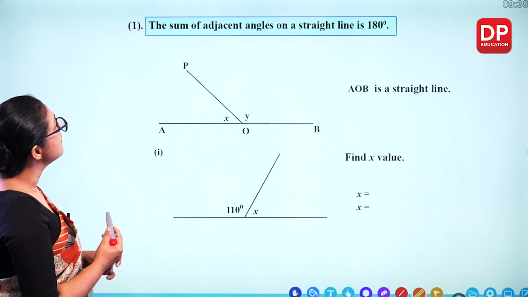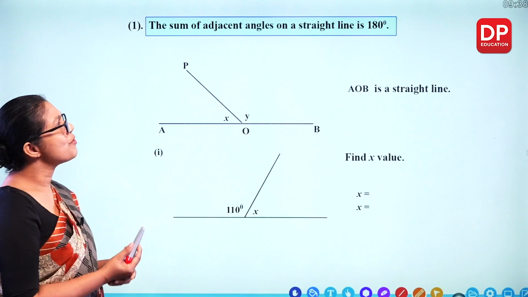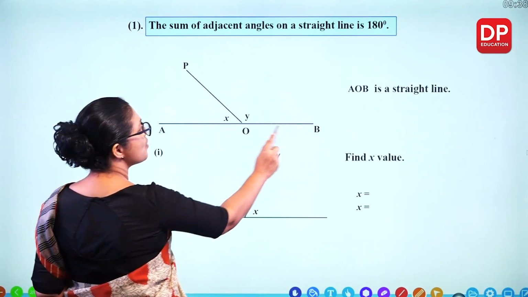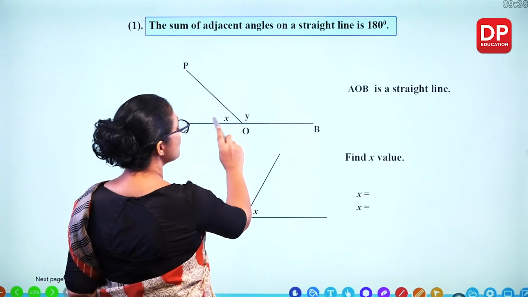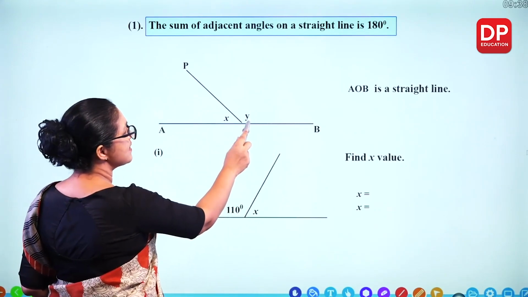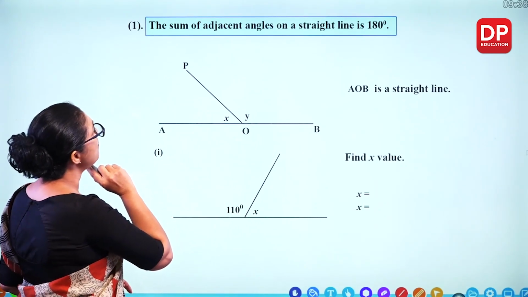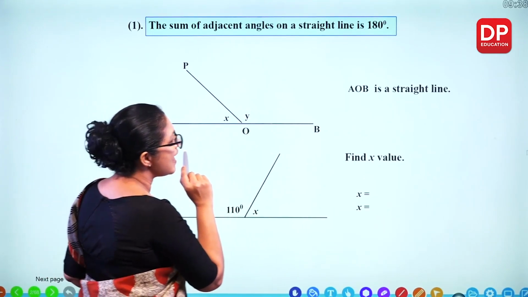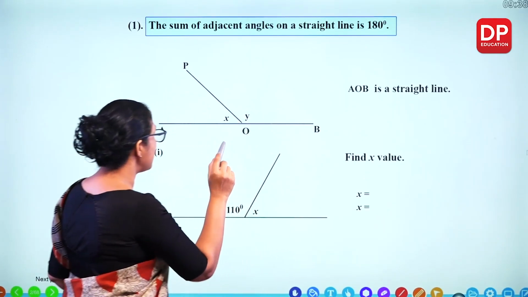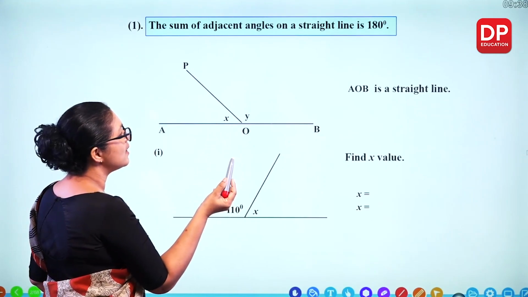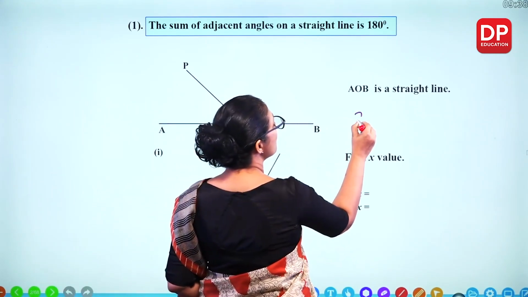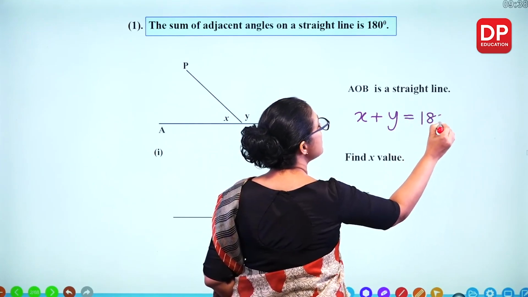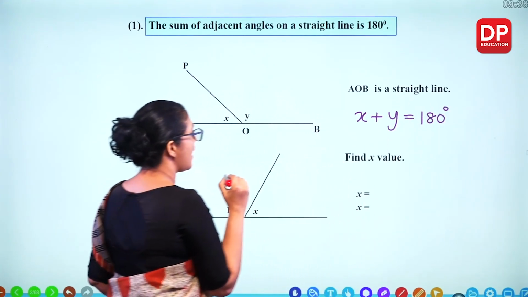The first one, the sum of adjacent angles on a straight line is 180. So AOB is a straight line. So these are called adjacent angles. So what's the sum of adjacent angles x and y? You can write x plus y equals 180, because this is a straight line.